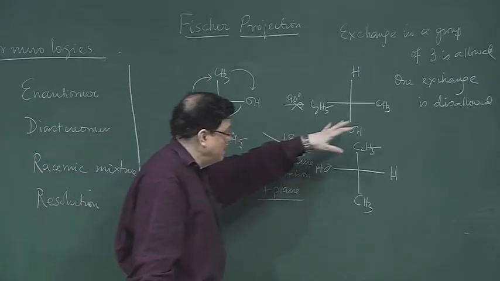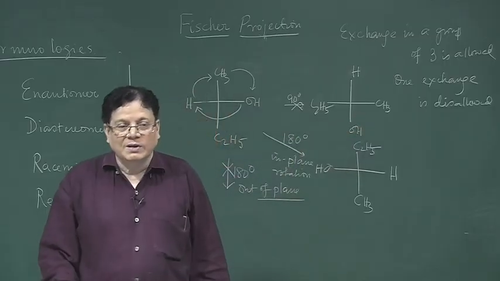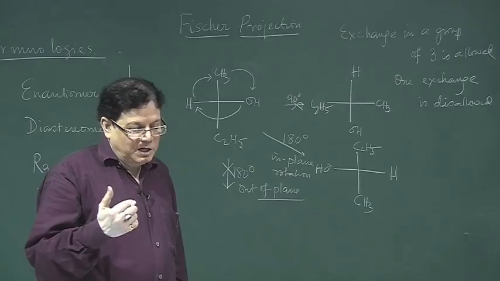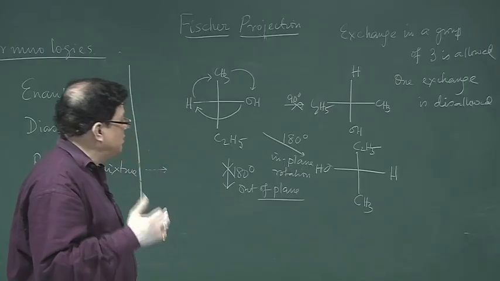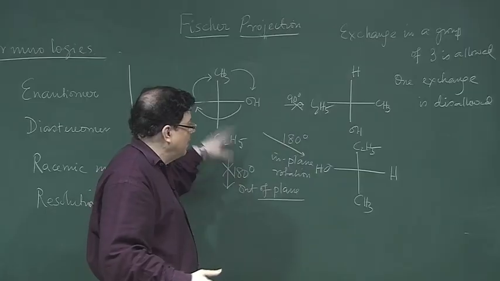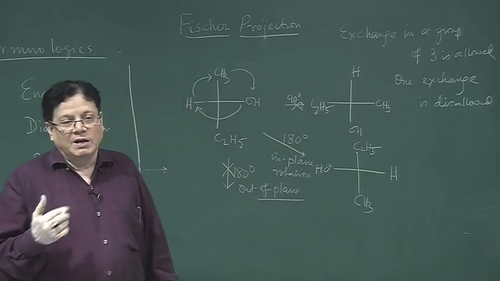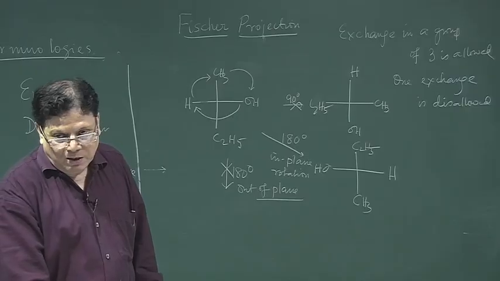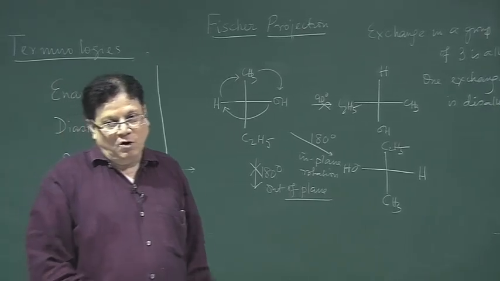One exchange is disallowed. So, that is, I think, all about the Fischer projection formula. We can come back to this issue later on when we talk about the absolute configuration of molecules. This will be extremely helpful in drawing various stereochemical molecules with various types of stereochemistry involved. Okay.